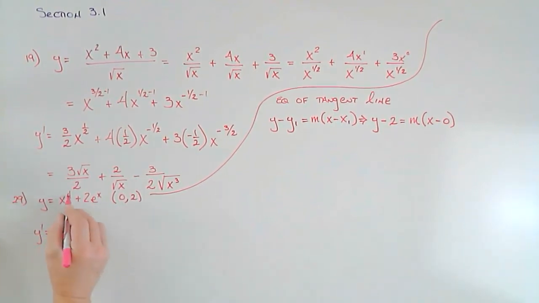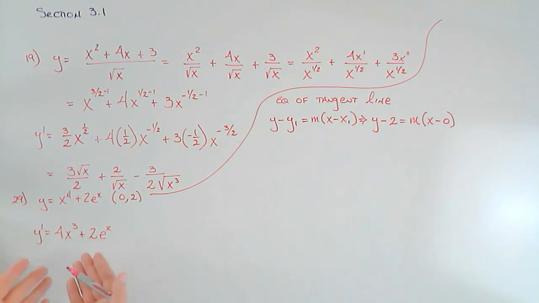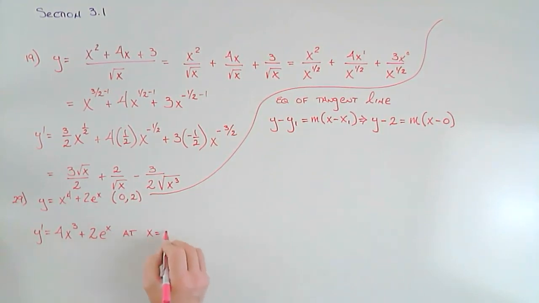Y prime, we're going to use our exponent rule. We bring down the 4, we subtract 1. We leave our constant out in front. The derivative of e to the x by our rule in the book is e to the x. This is the general derivative, right? We're good to go there. That's the slope everywhere. But we're wondering about at x equal to 0.